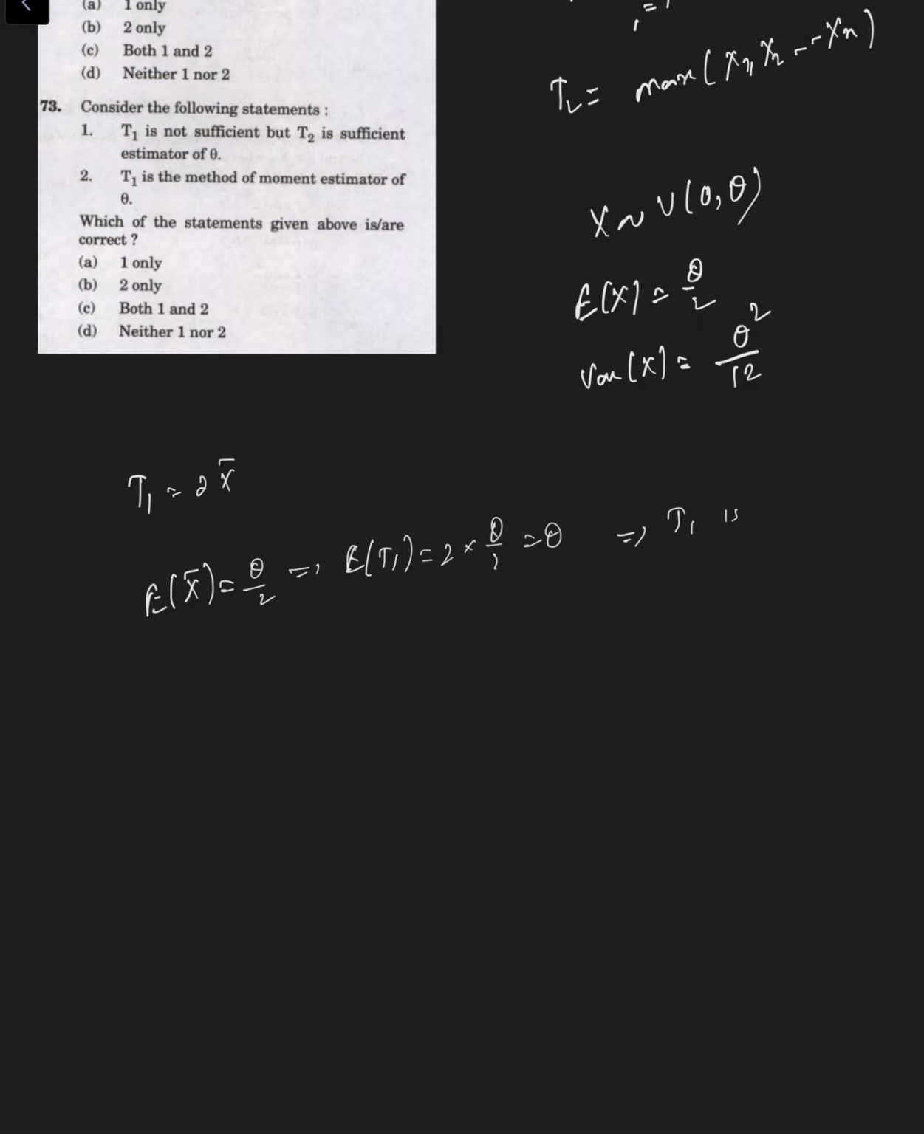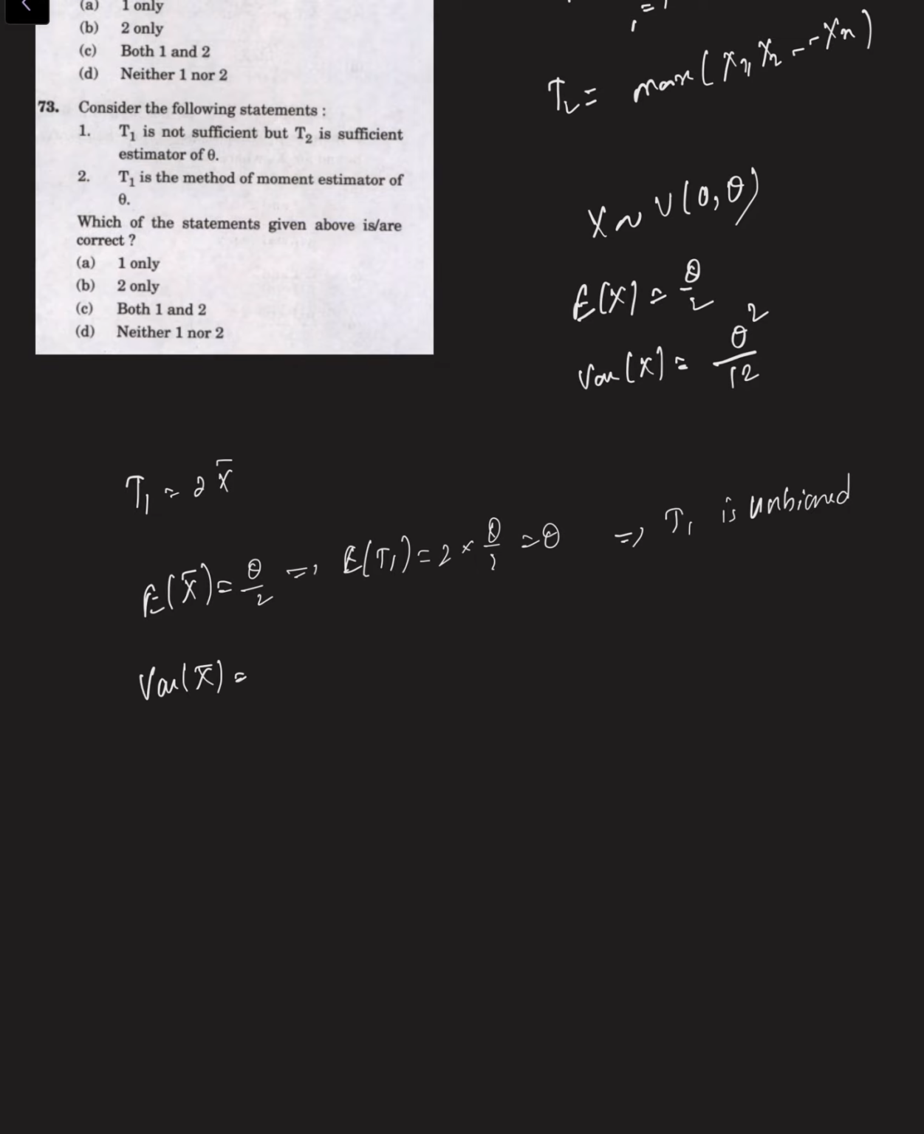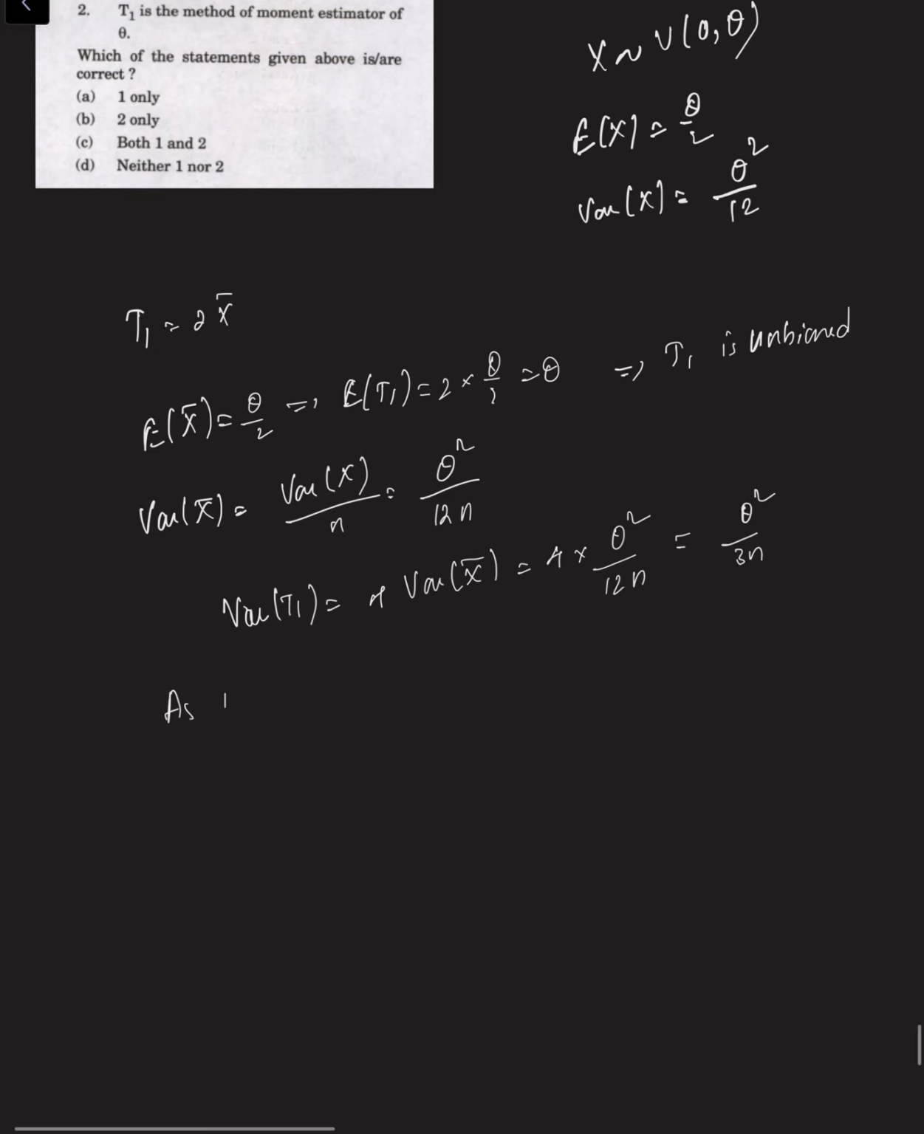So that means T1 is unbiased, whereas if we consider the variance of x bar, the variance of x bar is nothing but variance of x divided by n, which is theta square by 12n. So variance of T1 is equal to 4 times variance of x bar, which is 4 times theta square by 12n, which is theta square by 3n. So as n tends to infinity, we can notice that variance of T1 tends to 0 and expectation of T1 is nothing but theta. So therefore T1 is consistent.